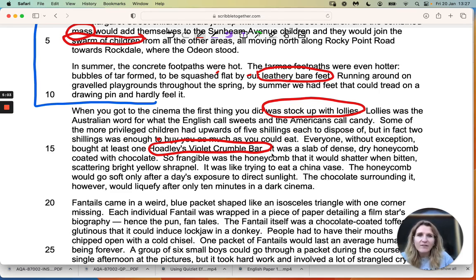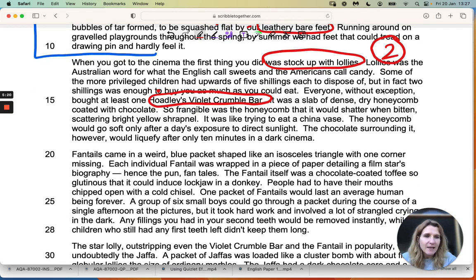Okay, I think we have enough that we could say, well, firstly, the children all swarmed together. So that's an experience going to the cinema. And the second thing about going to the cinema was having lots of lollies. Done. Okay? So we do not need to keep reading. We found 2 things. It's enough.